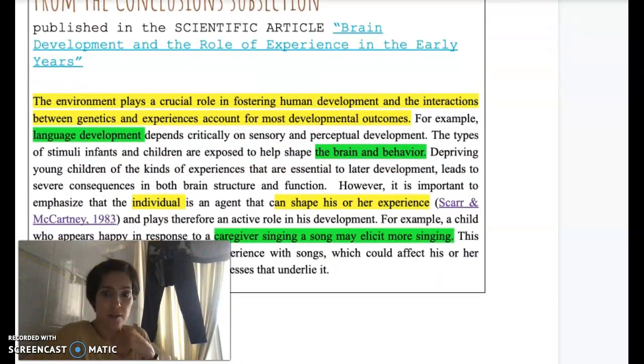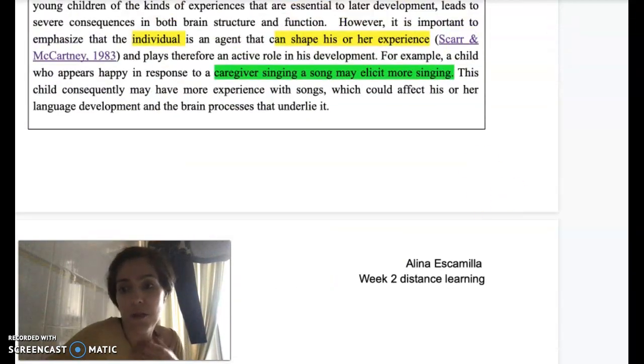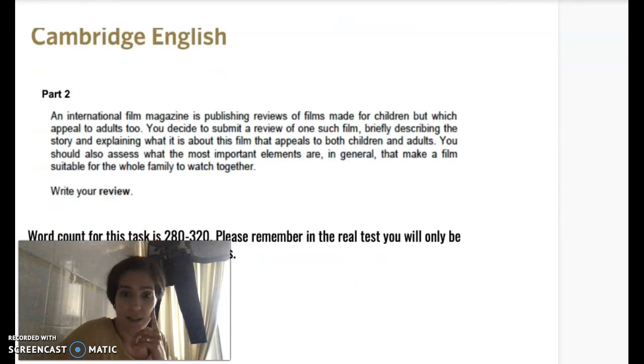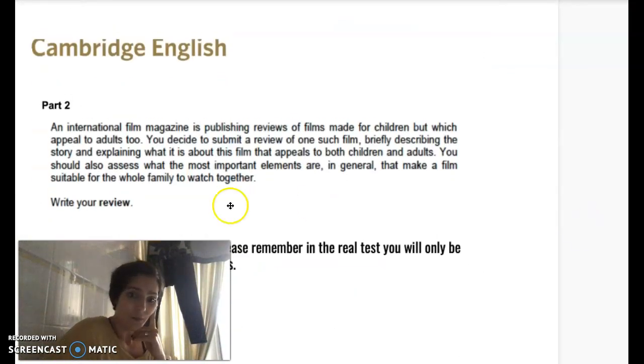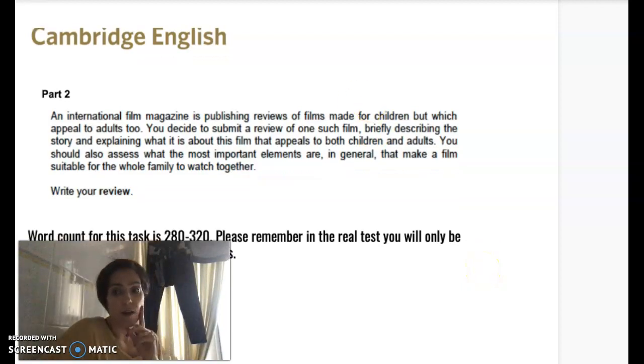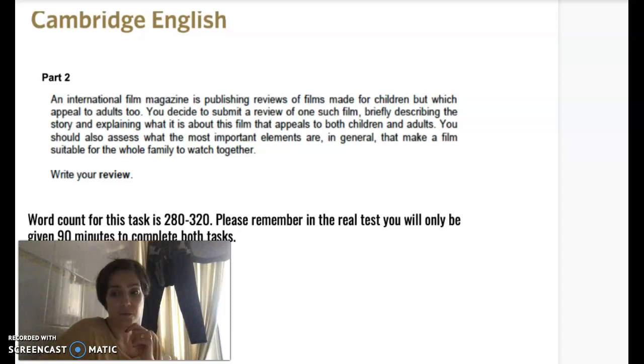10 minutes, I still have 5. I want to show you something. Oh yeah, very important, guys. Year 12, you forgot part 2. Please work on your film review. I think you didn't scroll down and read the whole task. So work on both.